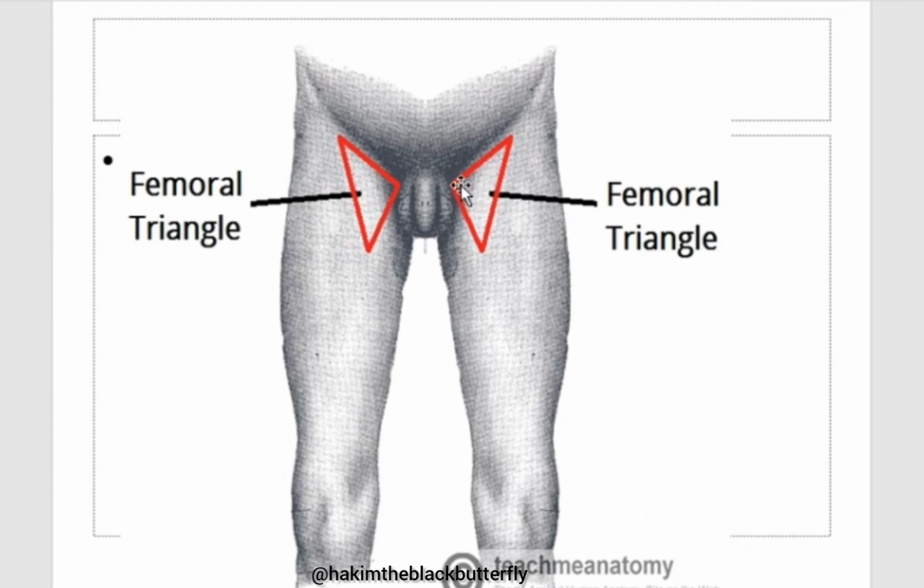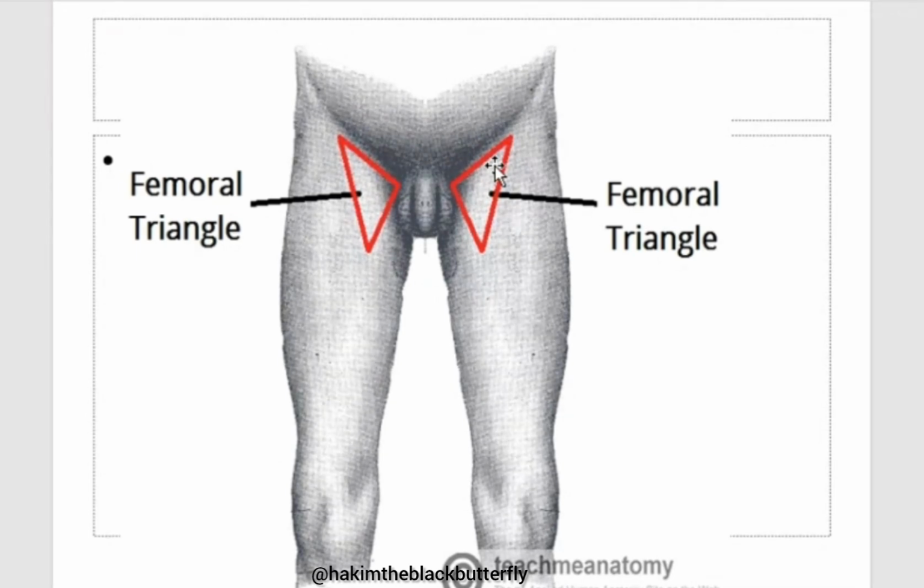We also have lymphatics draining the lower limb. So deep to this femoral triangle, we have the lymphatics which drain lymphatic fluid from the lower limb. We have the femoral vein which drains the deoxygenated blood from the lower limb. We have the femoral artery which supplies blood to the lower limb. And we have the femoral nerve which supplies the muscles of the anterior compartment of the thigh.